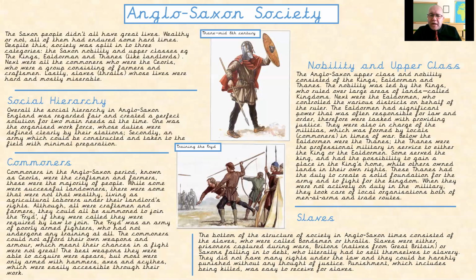Hopefully, most of that is pretty clear. I know there are some tricky words in there. It's not the easiest of texts, so feel free to have another read through yourself. But basically, it is explaining to you that Anglo-Saxons broke their society down into three levels: the nobility and upper class, the commoners, and the slaves.